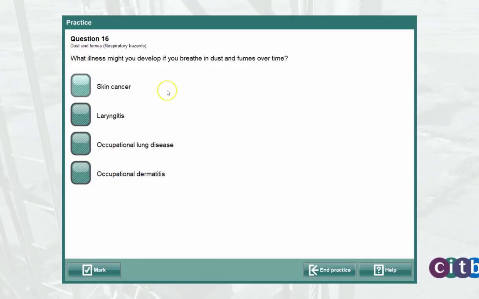What illness might you develop if you breathe in dust and fumes over time? Skin cancer, laryngitis, occupational lung disease, occupational dermatitis.